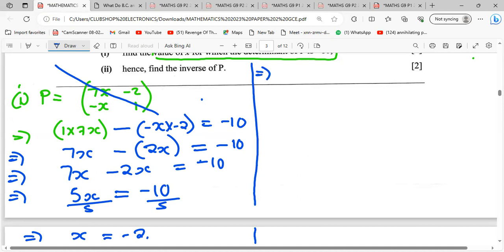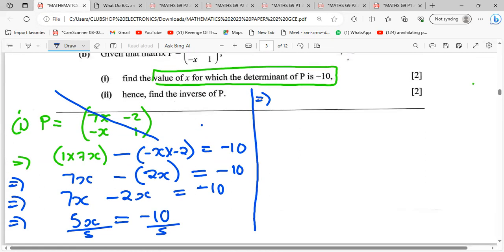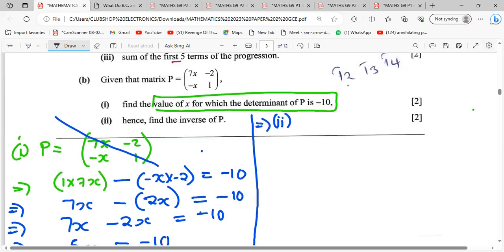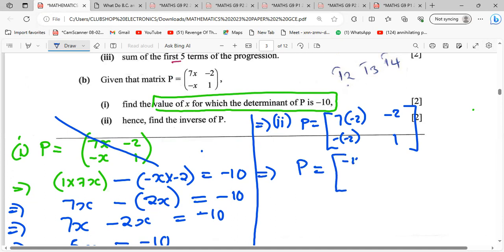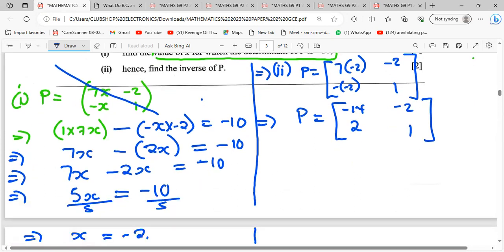So this implies that you can rewrite the matrix, as we do number 2, Roman numeral 2. It implies that P itself is equal to 7, negative x is negative negative 2, then you put negative 2, 1. All right, so P is equal to 7, 2, negative 2, 1. This is how we find P.